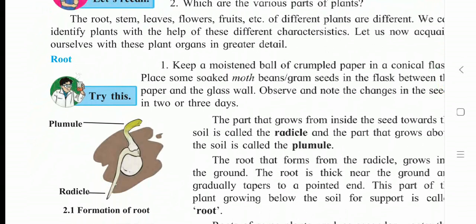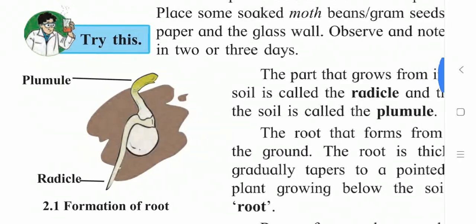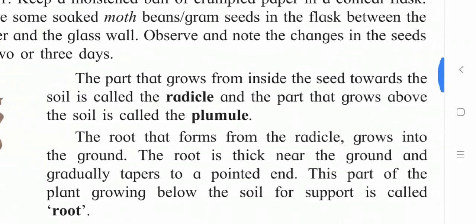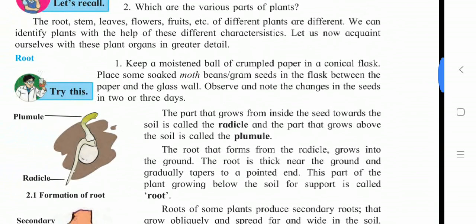If you take that moth bean or gram seed in front of you, you can see two parts that grow, one upside and one downside. The upside part in the diagram is shown as a plumule and the downside is called a radicle. Deeply, what is meant by radicle and what is meant by plumule? See, the definition is here.